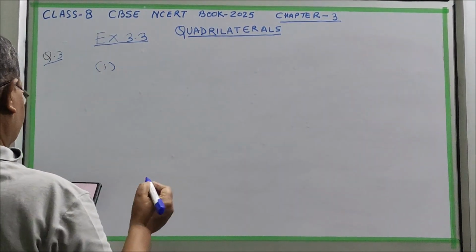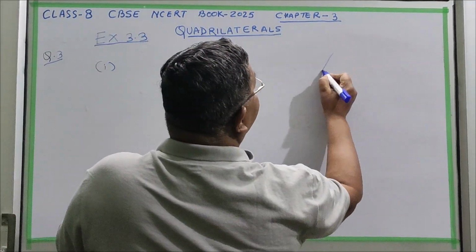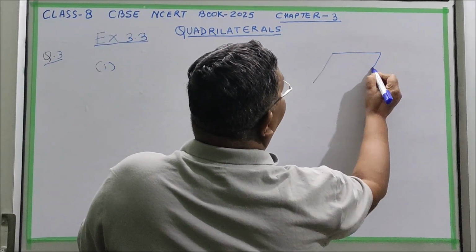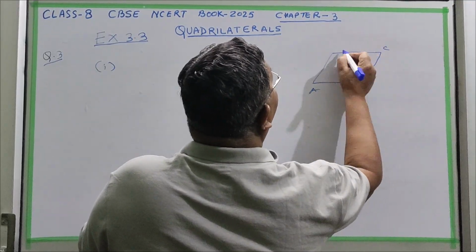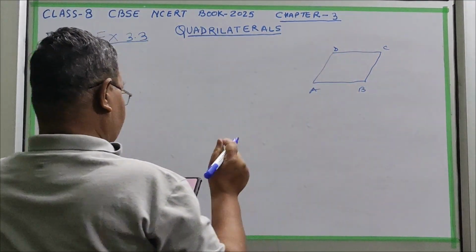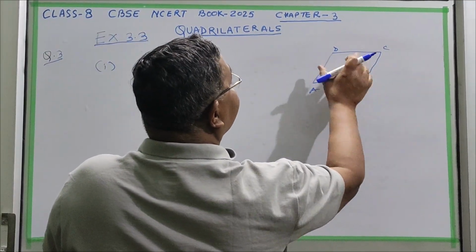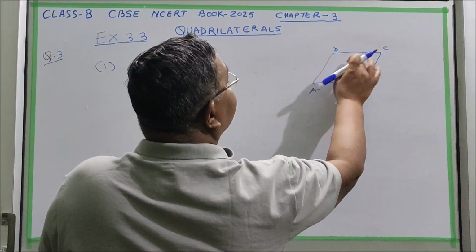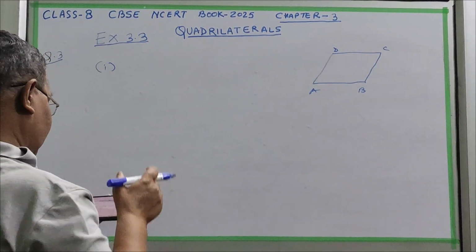3.1. A quadrilateral ABCD is a parallelogram. Means a parallelogram is given like this: A, B, C and D. Parallelogram means opposite sides are equal and they are parallel also. Opposite angles are also equal, and their diagonals are also equal.